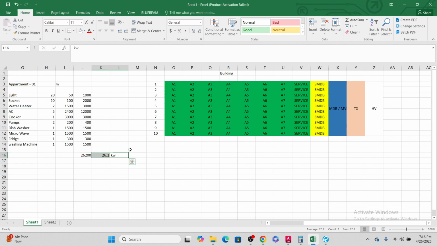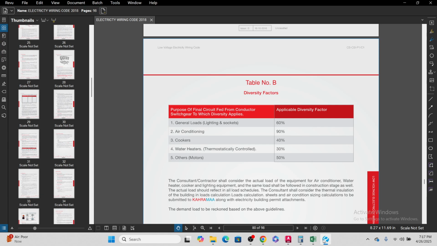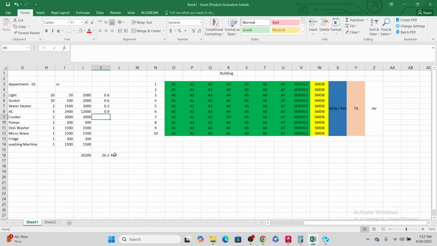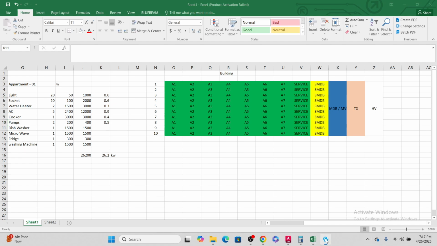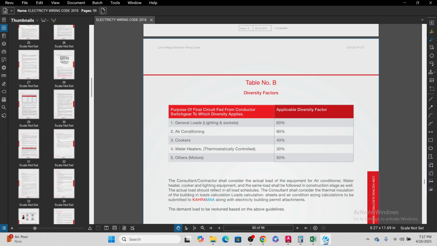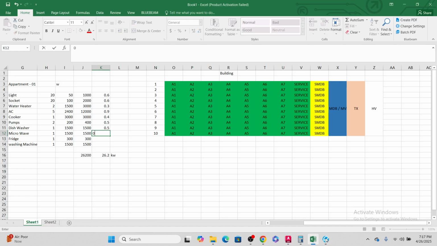Okay. So let's calculate the diversity factor. So light I have how much? 0.6. Socket 0.6 also. Water heater how much do I have? 0.3. AC I have 0.9. Cooker we have 0.4. Pumps we will go to the other, 0.5. Dishwasher, this one also we can go to the other. So dishwasher other, microwave other, fridge other, washing machine other. So let's multiply this one equal into this one.